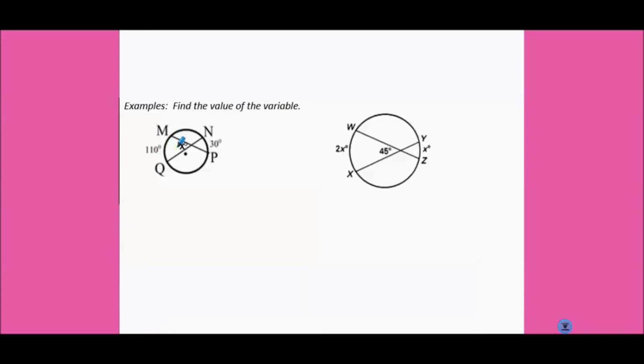We want to find angle X. On the left-hand side, it intersects arc MQ, and on the right, it intersects arc NP. So X would equal 1/2 of 110 plus 30. Simplify our parentheses, it's half of 140, so X would have to equal 70 degrees.